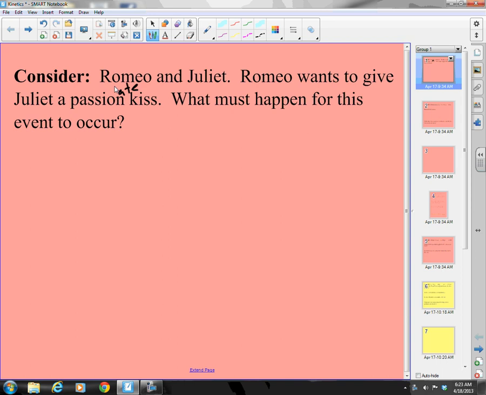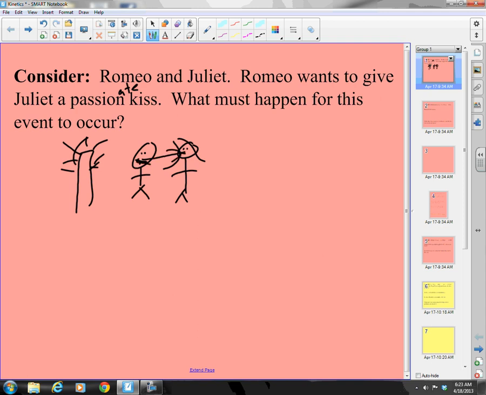Okay, so let's think about this. Here's Romeo. He's singing the streets serenade, right? And he's fallen in love with Juliet and he wants to lay a big smack right on her, right? So what's the first thing that Romeo has to do? He has to run into Juliet, right? If he just has his lips out and he's walking this way and runs into a tree, well, that's not going to be a very effective kiss for Romeo. So the first thing that must happen is that Romeo and Juliet must crash into each other in some way. Well, maybe not crash, but they must have contact, right? So we must have contact.